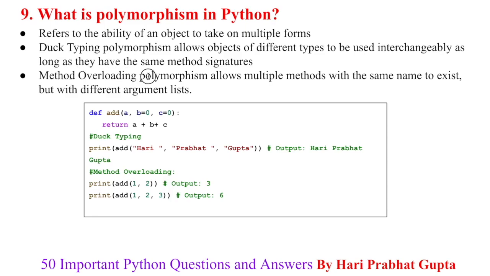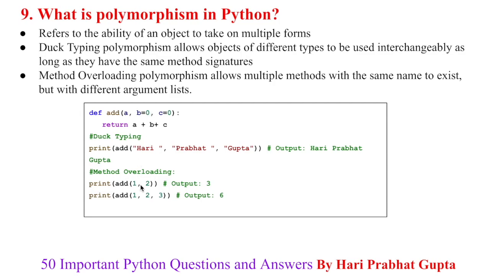Now the other kind is method overloading polymorphism, which allows multiple methods with the same name to exist but with different argument lists. This means you can define multiple functions with the same name that take different arguments or a different number of arguments. Python does not support method overloading in the traditional sense, but you can achieve a similar effect by using default arguments.